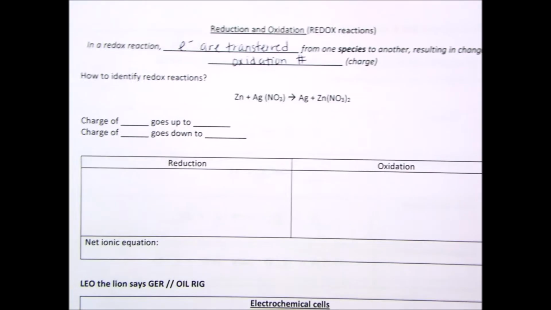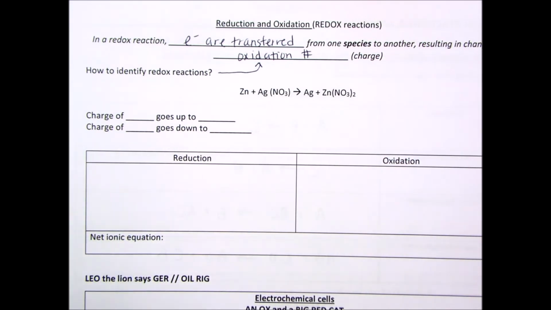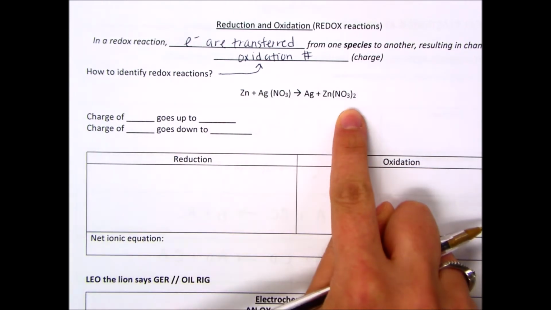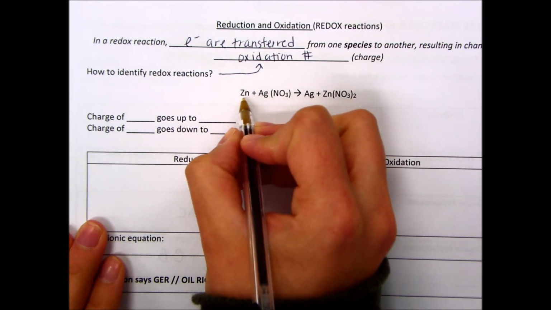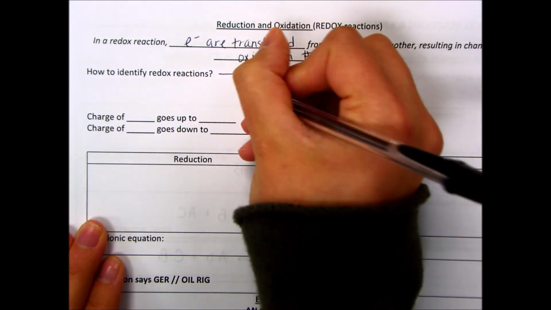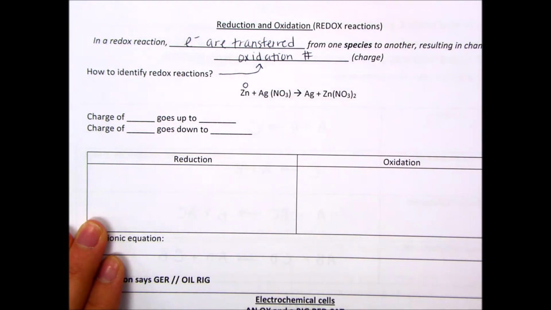So how do we identify redox reactions? By looking for changes in charge, changes in oxidation number. So if I've got a reaction and I need to determine is this redox, I've got to first assign those oxidation numbers. Elements that are just by themselves, those are neutral atoms, so they do not have a charge. So they're assigned a number 0.